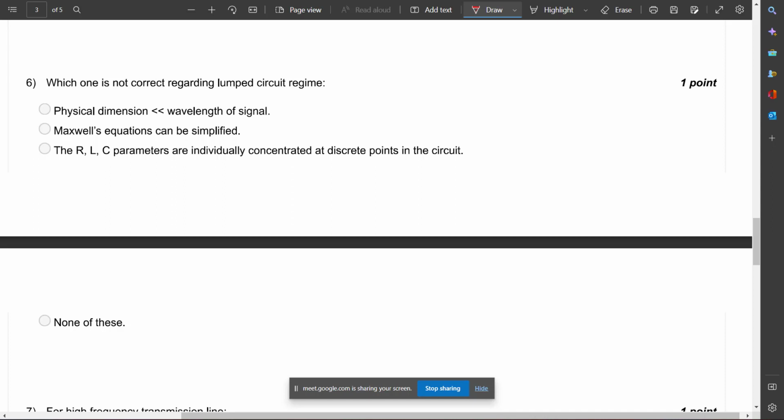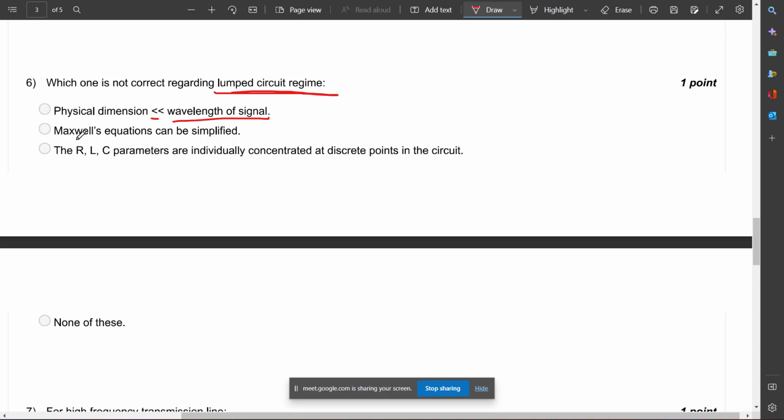Okay. So question number 6. Which one is not correct regarding the lumped circuit regime, right? First option: the physical dimension is far less than the wavelength of the signal. Here it is saying that the physical dimension of the elements used in the circuit will be far less in size compared to the wavelength of the signal.